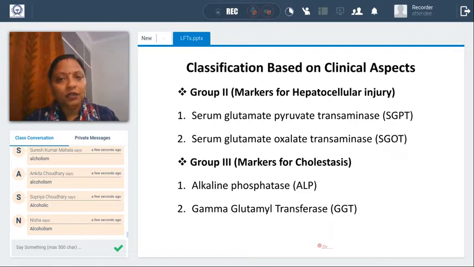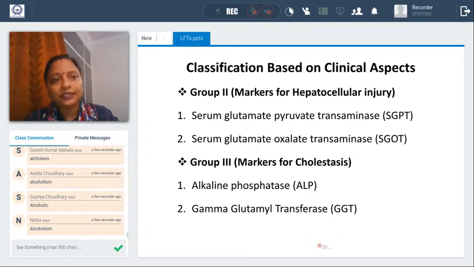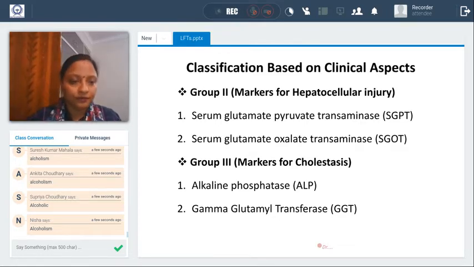Group second, markers for hepatocellular injuries. Enzymes, you all know, serum glutamate pyruvate transaminase, SGPT, is also called ALT, serum glutamate oxaloacetate transaminase, SGOT, is called AST. Group third, markers for cholestasis. ALP, alkaline phosphatase, is the diagnostic marker for cholestasis. And gamma glutamyl transferase is also a marker for cholestasis as well as alcoholism.